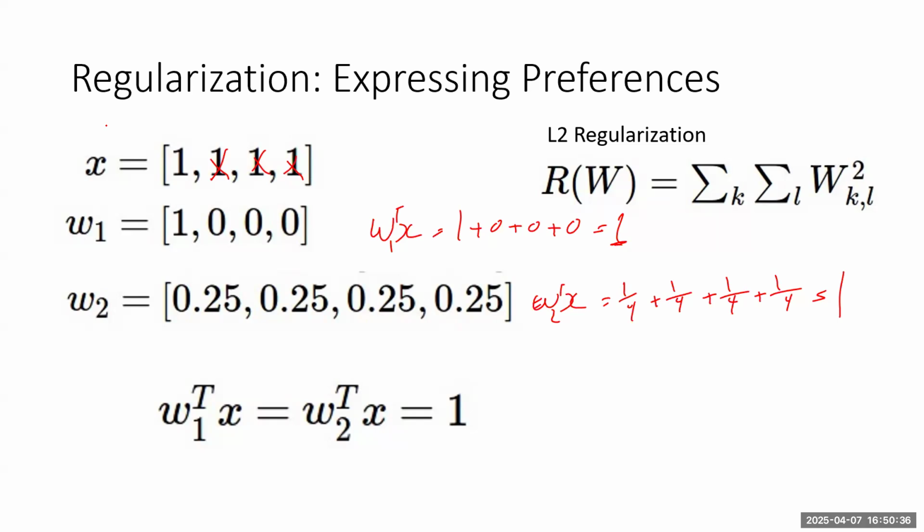Now, assume that I defined the regularization term to be the summation of the W's squared, which means all the W's I'm having here, I will square them and sum. In this case, the sum of all W's here will equal what?